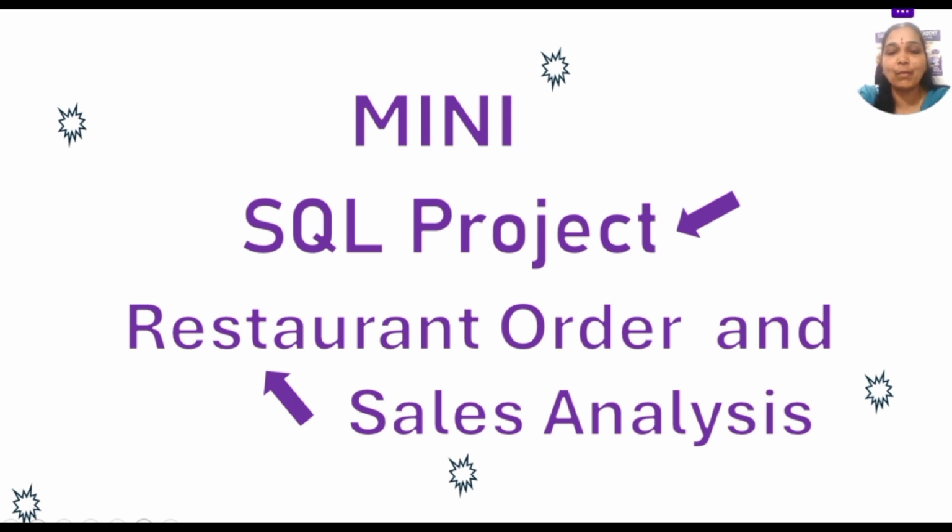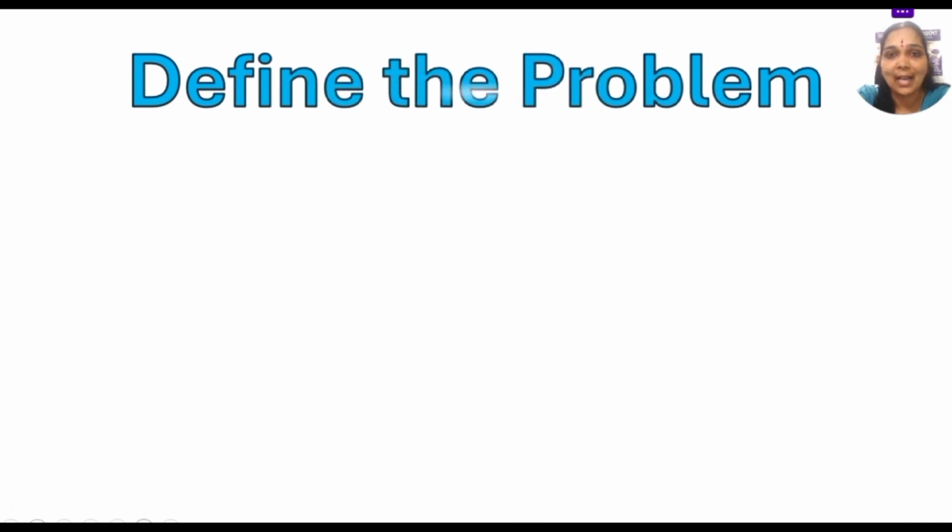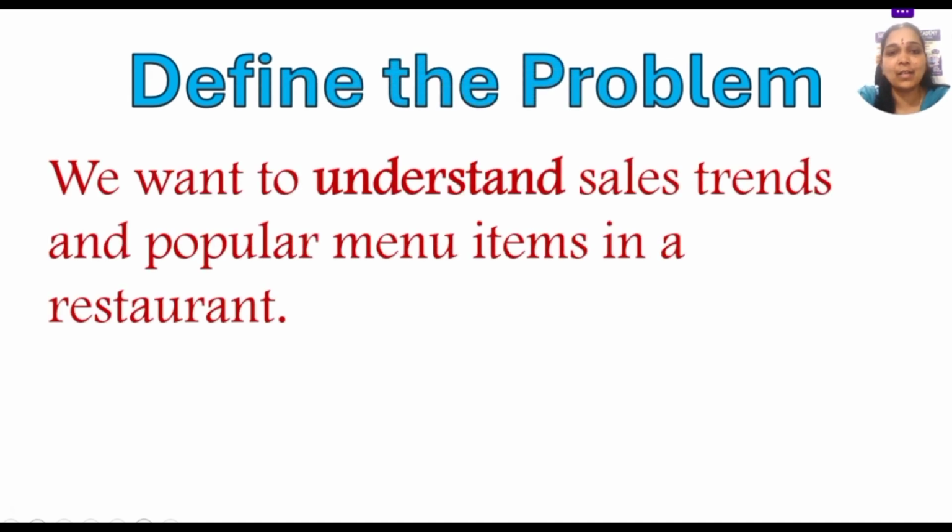Before entering into the project, you need to confirm and analyze some problems. So at first, define the problem. Whatever project you are going to consider, first define the problem. That means try to understand what is going on in the project. And it is a sales and order analysis. So try to understand what the sales trends are and what items are needed in the restaurant.